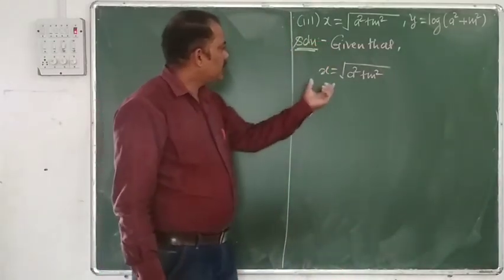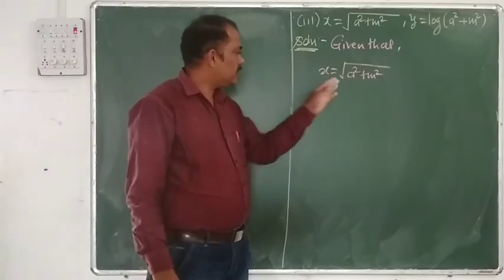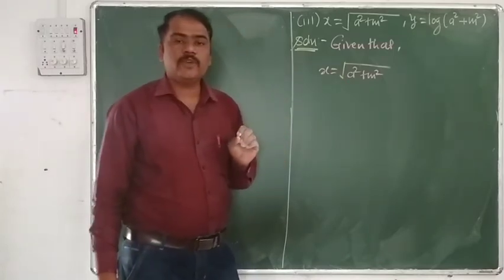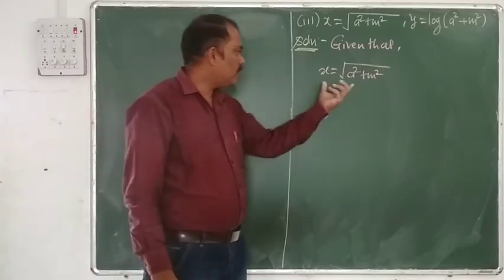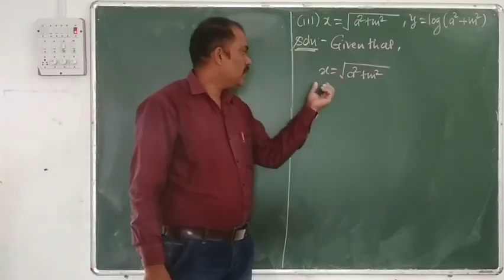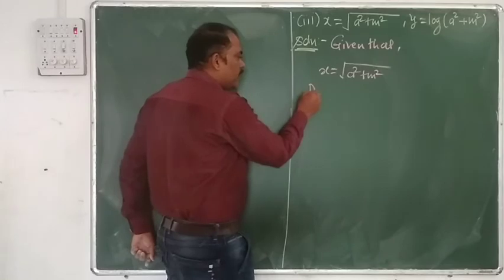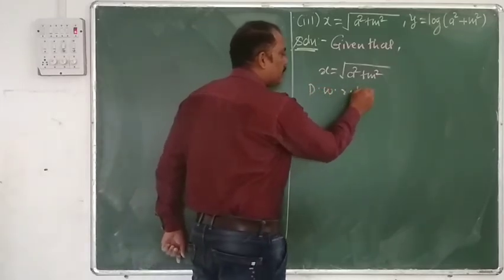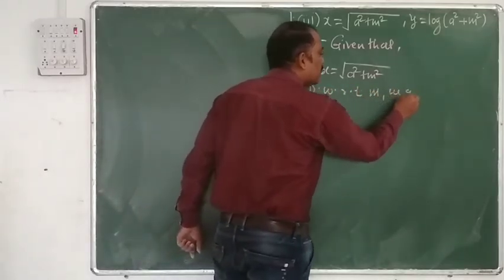Now first of all we have to consider that x is equal to under square root of a square plus m square. We have to take the derivative separately. We have to differentiate this with respect to m. dx with respect to m we get.